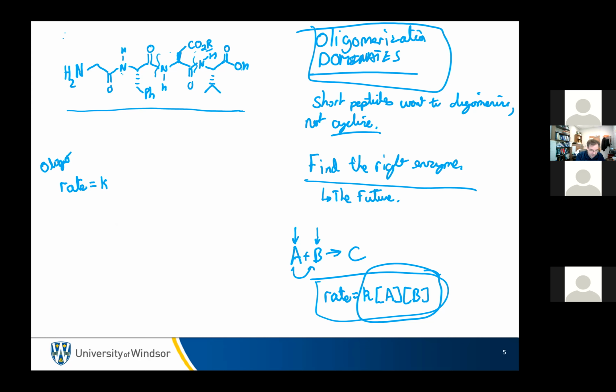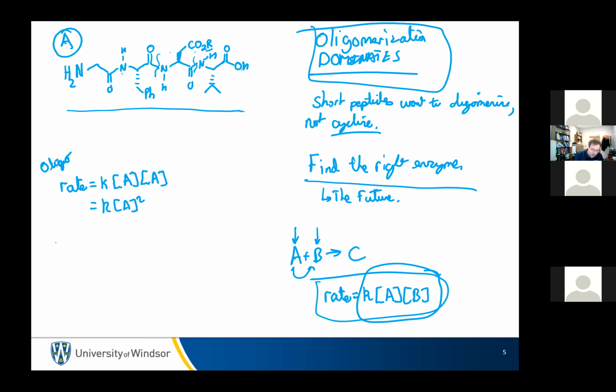We'll call this A. N terminus and A C terminus. Oh, different A's, or the same A if we're oligomerizing? To the end of each molecule that we have. So we need one A and we need another A. So we need two A's to come together in a rate determining step because we're oligomerizing. So the rate equals k times the concentration of A squared.